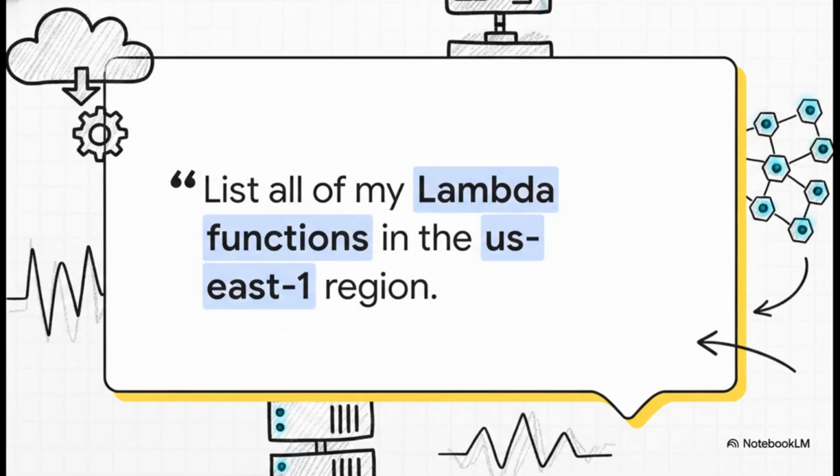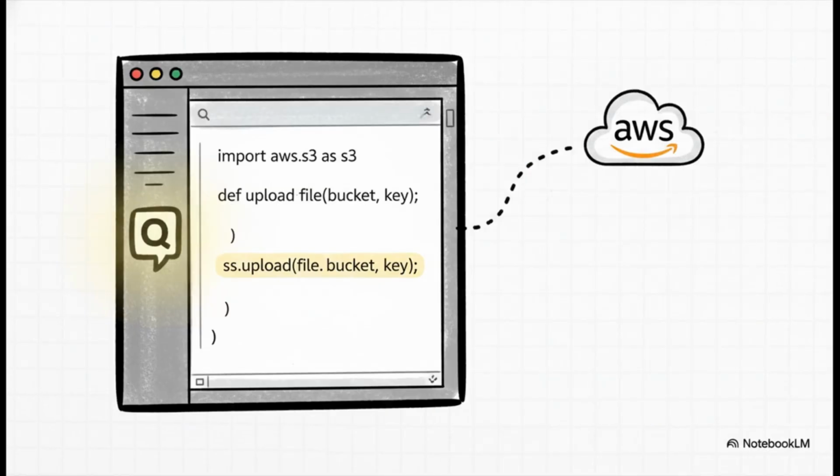But this is where it gets really, really cool. Q Developer isn't just a generic chatbot with access to the internet. It is plugged into your AWS account. It can actually look at your resources and give you answers based on your live environment. This is what changes it from just a smart search engine into a true assistant. So that's the expert role.